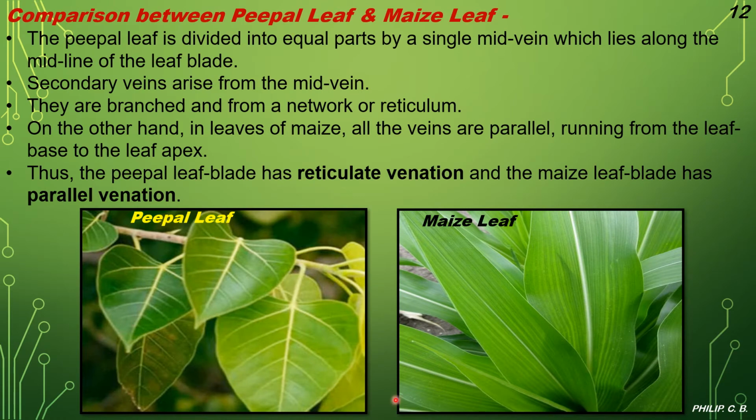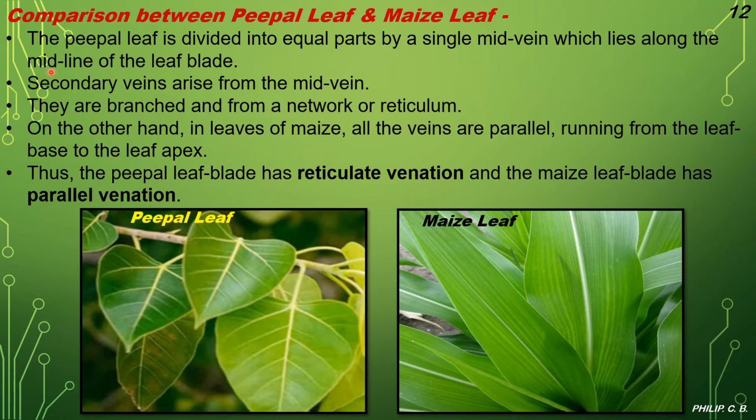Now, comparison between a peepal leaf and a maize leaf. Why are we having a comparison? Firstly, see the image, then we'll read. Now, if you see in this peepal leaf, how the leaf is there. We can have a pointed apex. You can see a midrib and the veins very clearly. It keeps on spreading out, right? But if you see the maize leaf, the midrib and all other veins are straight, or we can say parallel, right? So you can see a big difference between the peepal leaf and a maize leaf.